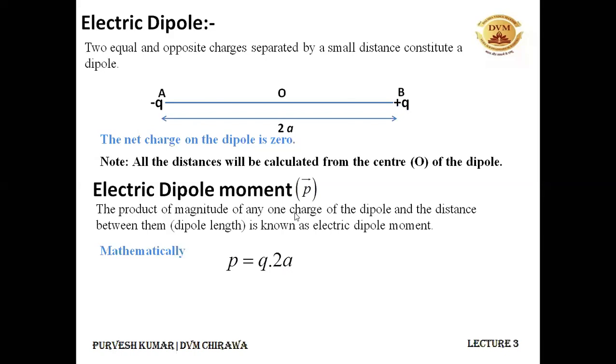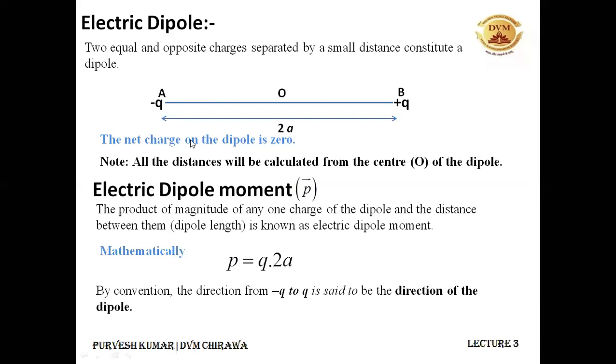And since it is a vector, it must have some direction. That direction, by convention, we take from the minus Q charge to the plus Q charge. So the direction of the electric dipole moment is always from the minus charge to the plus charge. In the case of the electric field, the direction was from the plus charge to the minus charge. So it is opposite to that of the electric field. It is the rule that we are actually following. So the direction of the electric dipole moment is from the minus charge towards the plus charge, and it is known as the direction of the dipole.